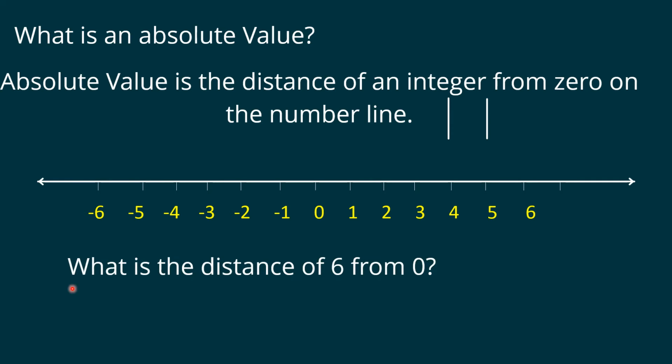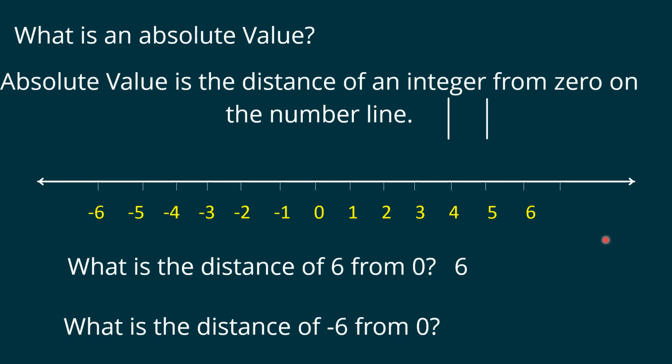So let's see. What is the distance of 6 from 0? So 6 means positive 6. From 0, let's count. 1, 2, 3, 4, 5, 6. Okay, so the answer is 6. So yung layo ng positive 6 sa 0 ay 6. Now, what is the distance of negative 6 from 0? So, nasa left naman ang negative 6. So, 1, 2, 3, 4, 5, 6. 6 din ang layo niya mula sa 0.